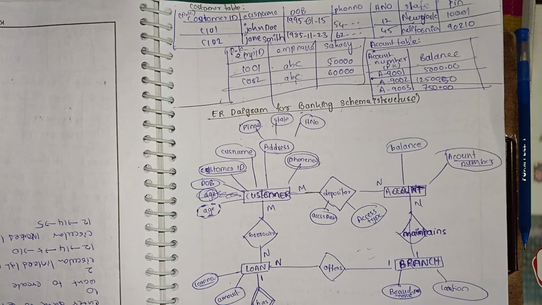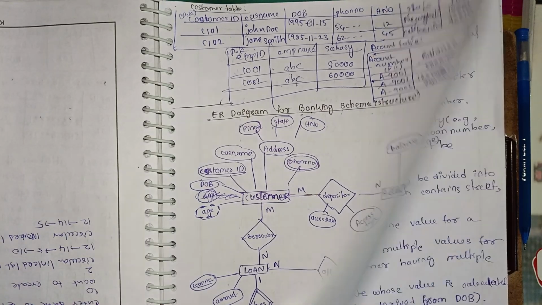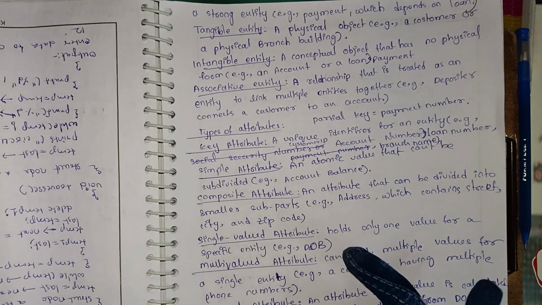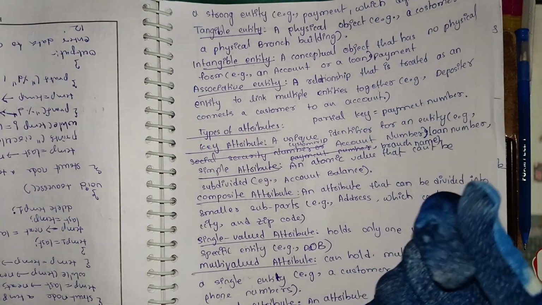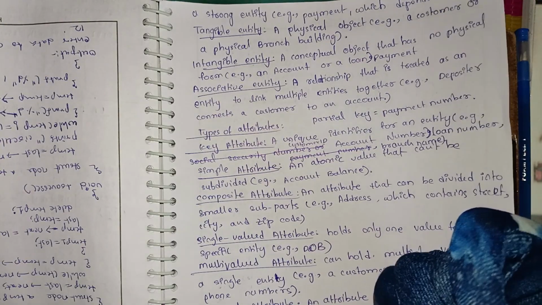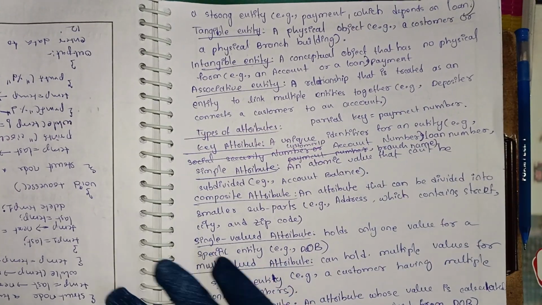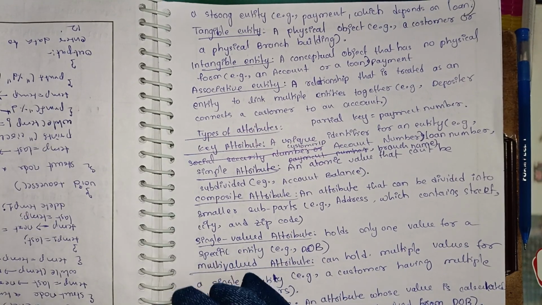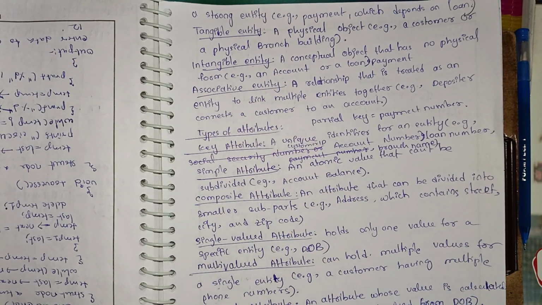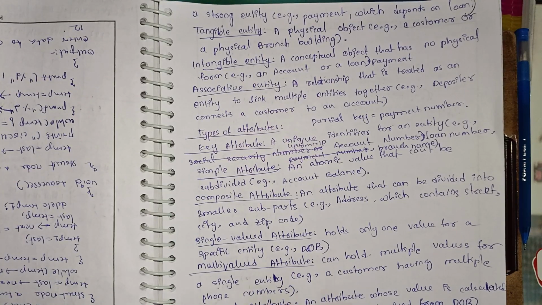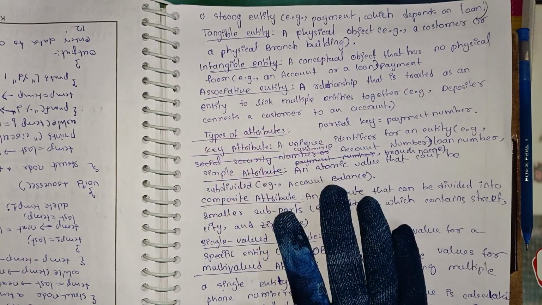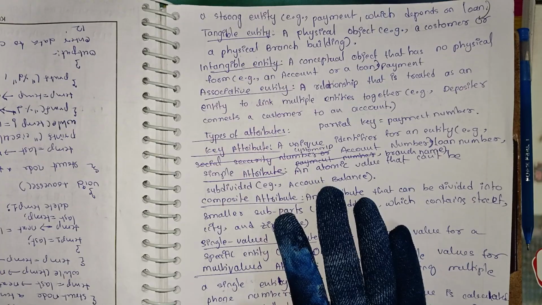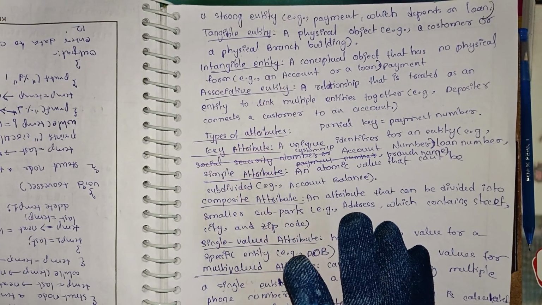So associative entity means it holds the relationship. It connects customer and account through the depositor, and it has its own attributes like access time and access date. So that's why it is called an associative entity. So what is the relationship definition? The association between two entities is called a relationship.